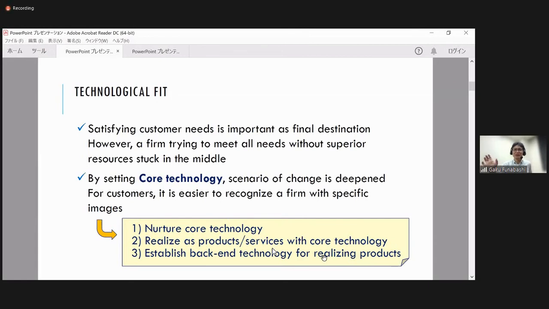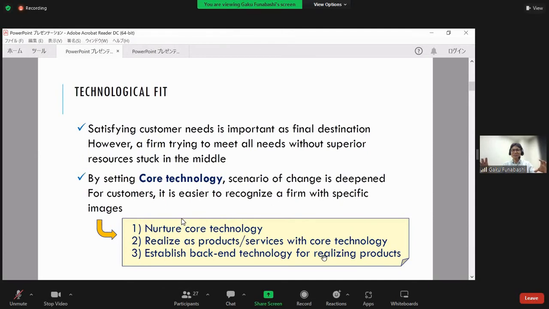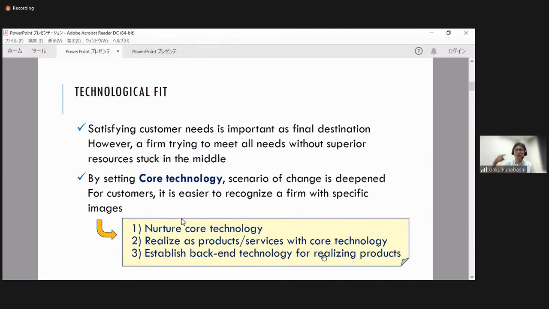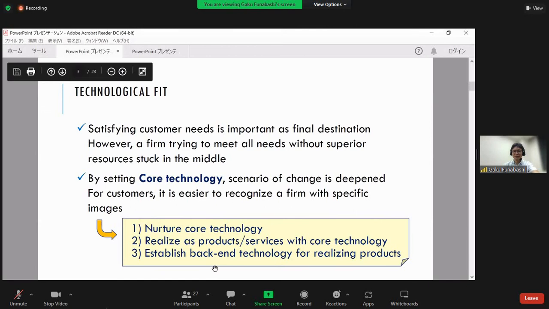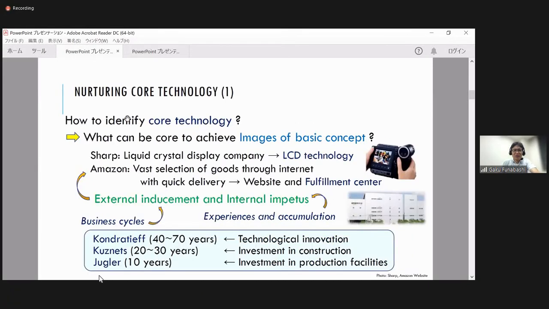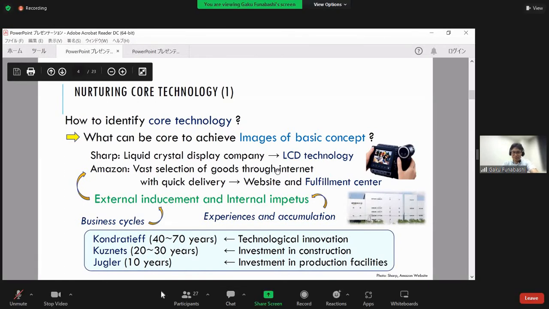Develop the new product, supplements, but just developing it, you cannot make it as a business because you have to be able to produce in mass volume, mass production, and you have to be able to sell to the market. So establishing such kind of back-end technologies, production processes and distribution is necessary. These three steps are necessary related to the core technology. And let's talk about nurturing the core technologies, how to identify core technologies.